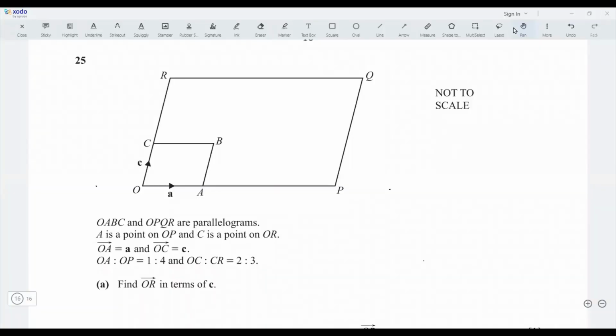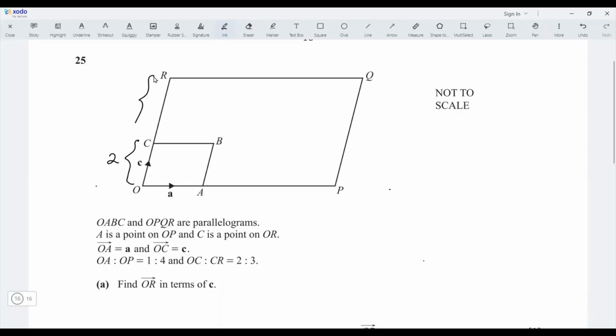So now coming up to the last question, question number 25, in which we are to find the OR vector in terms of C. So look at the diagram. OA is given as vector A and OC is C. And what about OR? O till R, and the ratio is given. OC's ratio is 2 and CR's ratio is 3. What about the total ratio? The total of these ratios means O till R must be 5.